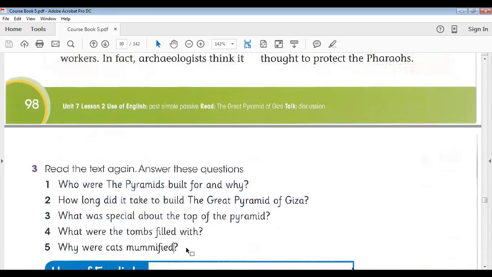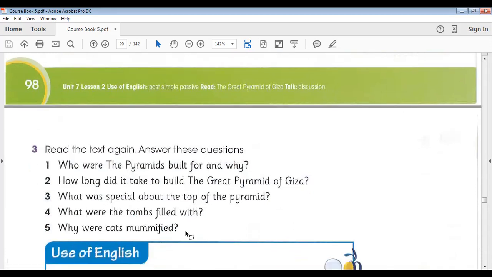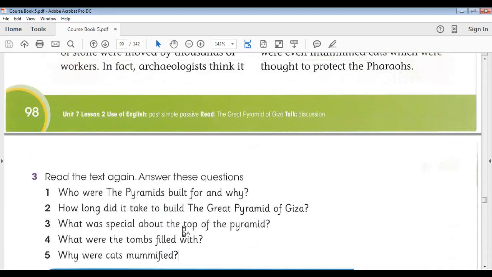Exercise 3, we have these 5 questions. Who were the pyramids built for and why? How long did it take to build the Great Pyramid of Giza? What was special about the top of the pyramid? What were the tombs filled with? And why were cats mummified? We have these 5 questions.